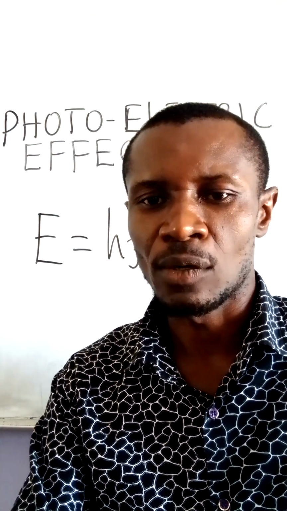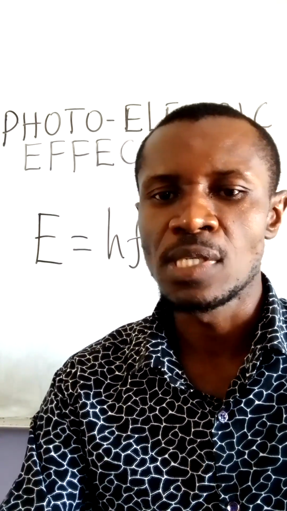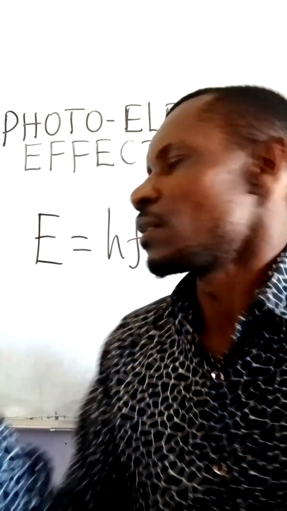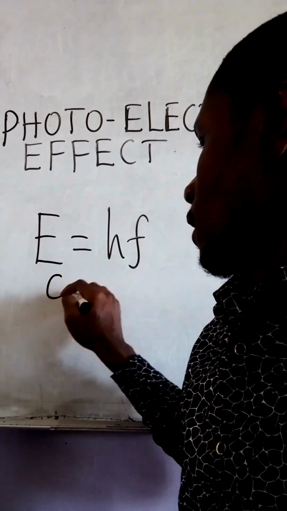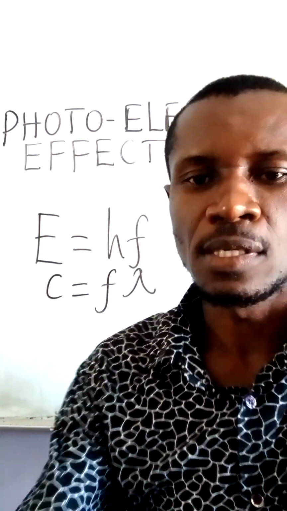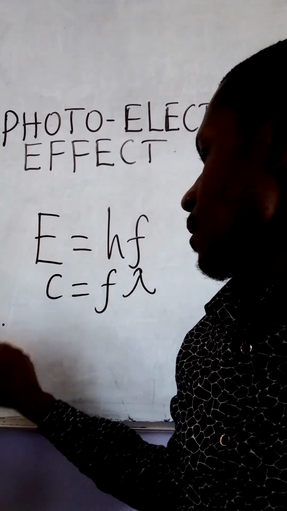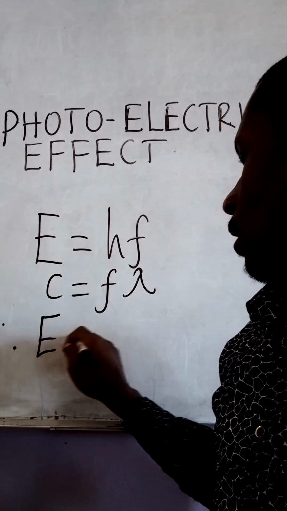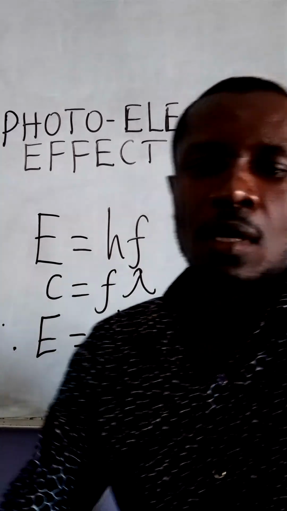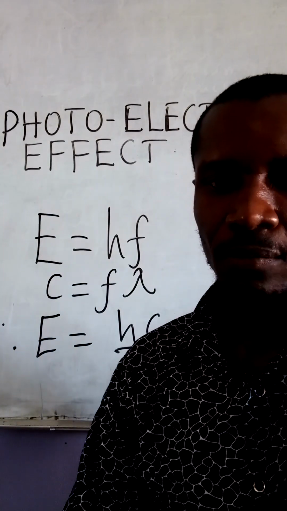Now, similarly, we can also write this equation in terms of the wavelength, because frequency is connected to the wavelength through the speed of light, and that gives us c equals f lambda, where c is the speed of light. Hence, this equation can be written as E equals hc over lambda. Now, lambda is the wavelength of the light.